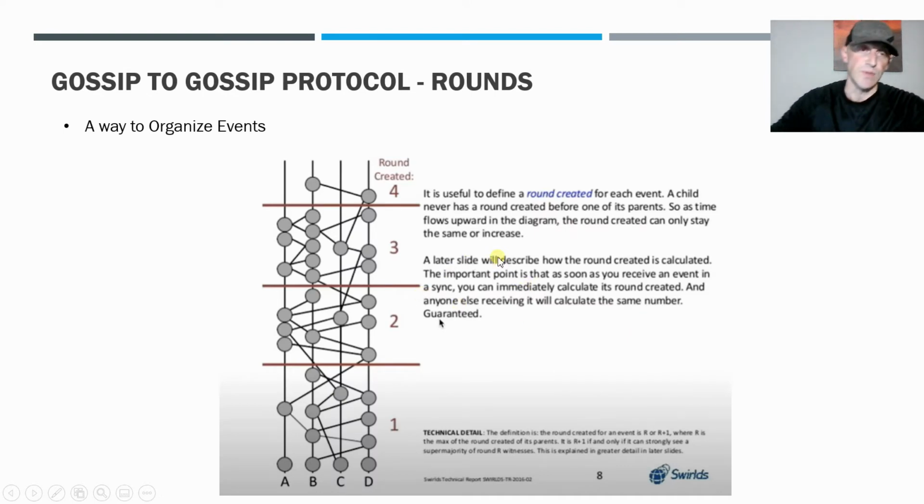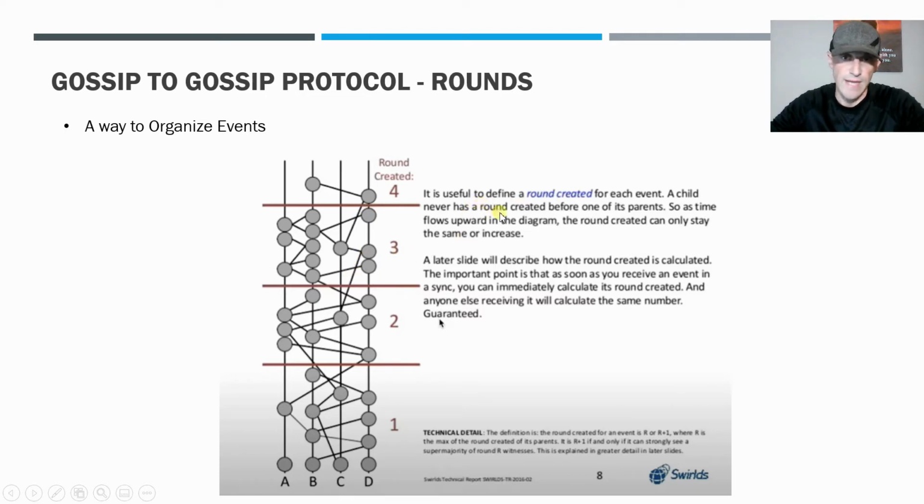Now, the next step in this gossip to gossip protocol is what they call rounds, and it's basically a way to organize events. As you can see in the picture, you might have 4 rounds, like seen here, and then it'll just keep going to round 5, round 6, round 7. But basically, it's just a way for them to organize the events.